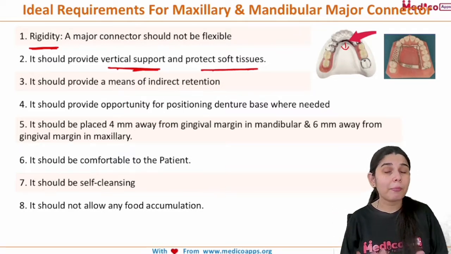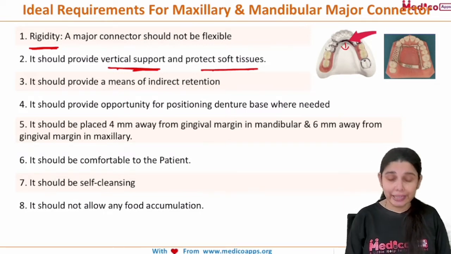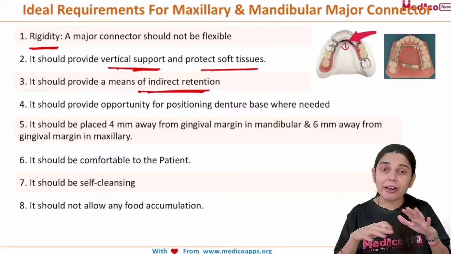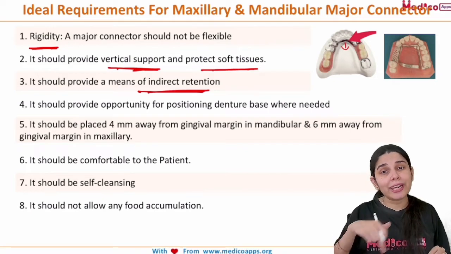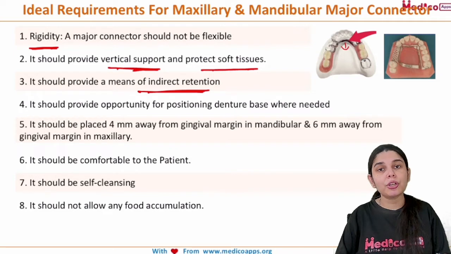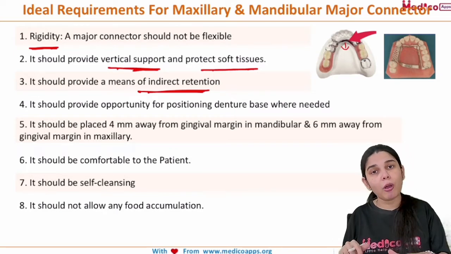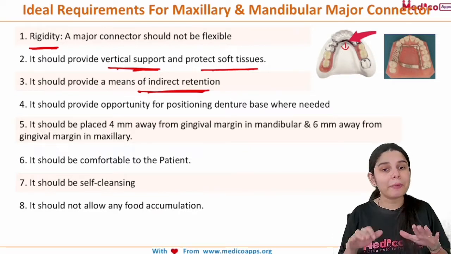The third important ideal requirement is that it should provide a means of indirect retention. Indirect retention means the fulcrum of this particular major connector should not rotate around. It should be present and stable in its position, so that the prosthesis we have given in the form of a removable partial denture is stable in the patient's mouth.